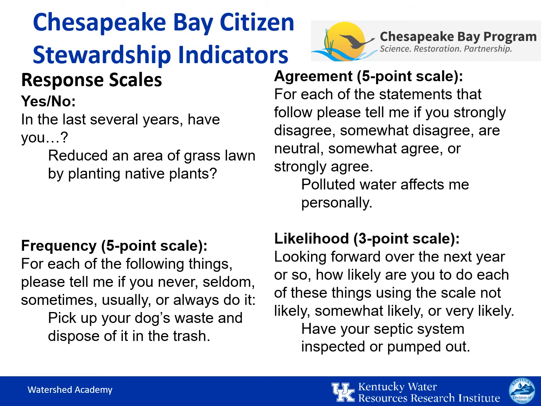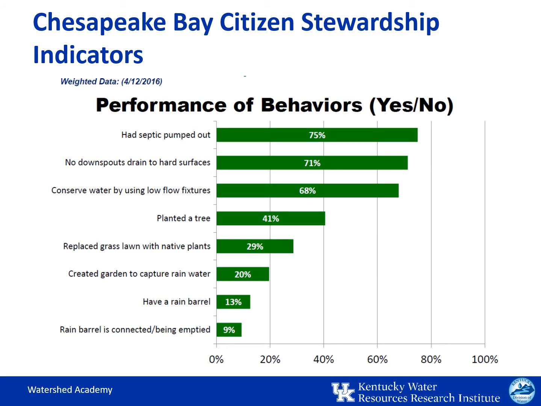And then lastly, there were questions of likelihood. Looking forward over the next year or so, how likely are you to do each of these things, using the scale of not likely, somewhat likely, or very likely. As an example, have your septic system inspected or pumped out. Here you can see the responses to the yes or no questions. In this case, most people have recently had their septic system pumped out, but are not utilizing rain barrels.